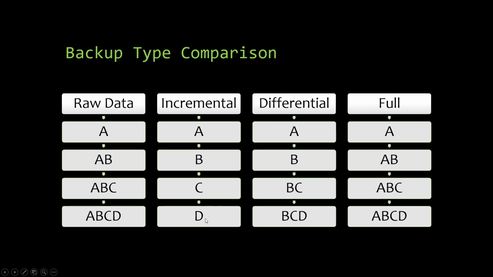Again with D, incremental only copies the data D. Differential copies B, C, D, everything it's missed since A. And full copies A, B, C, and D.